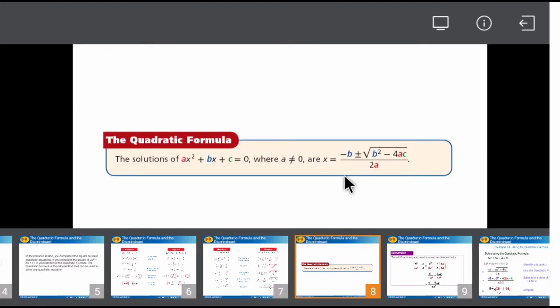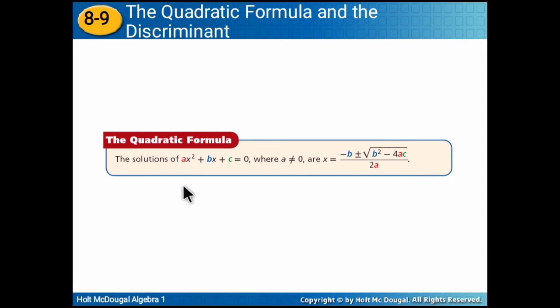So, now, in the quadratic formula, the solutions of ax squared plus bx plus c is equal to 0, where a is not equal to 0, are x is equal to negative b plus or minus the square root of b squared minus 4ac. Reading it out, that is plus or minus the square root of the discriminant, divided by 2a.